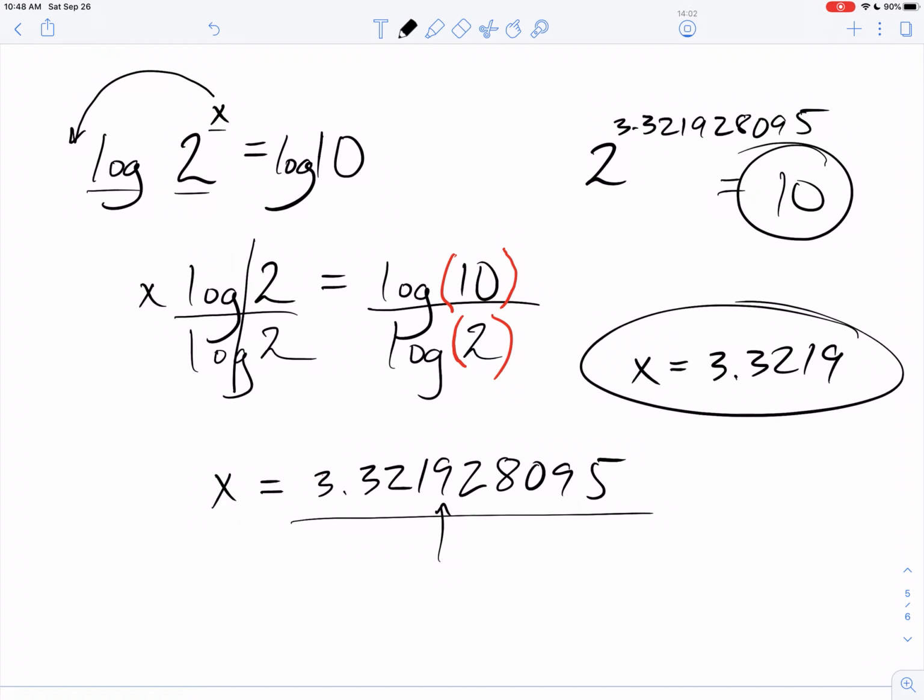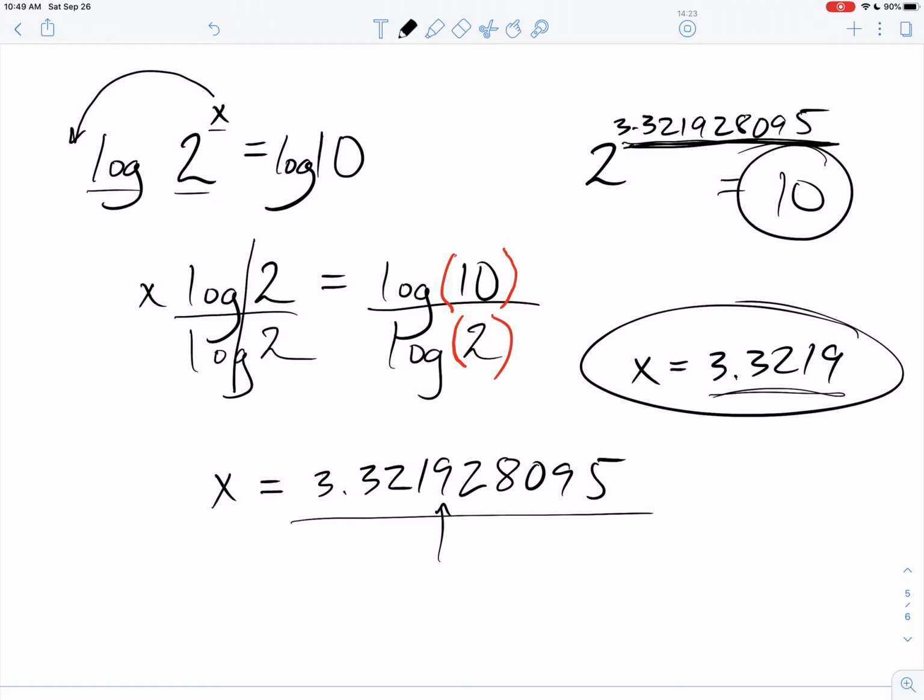Now, watch out though. If you were going to check your answer and plug in the rounded value instead of the long one, you're not going to get exactly 10. Your calculator is going to know the difference. So if you want to check your answer before you round it off, you have to use the big answer.